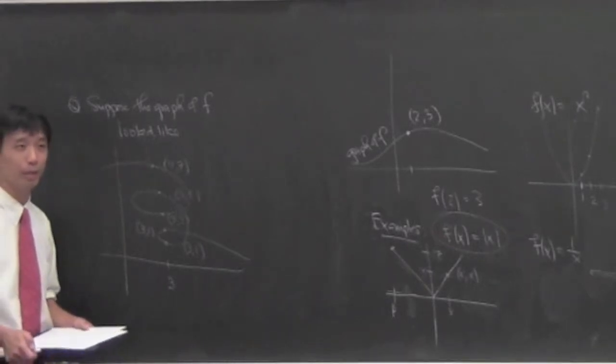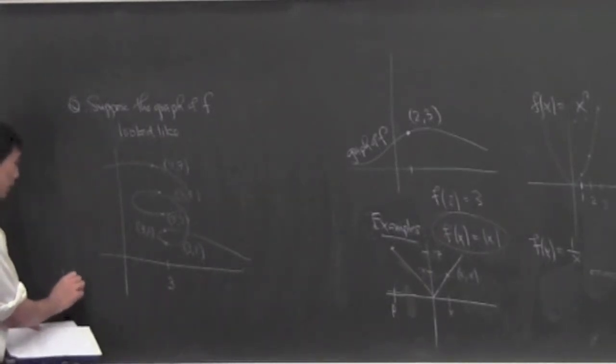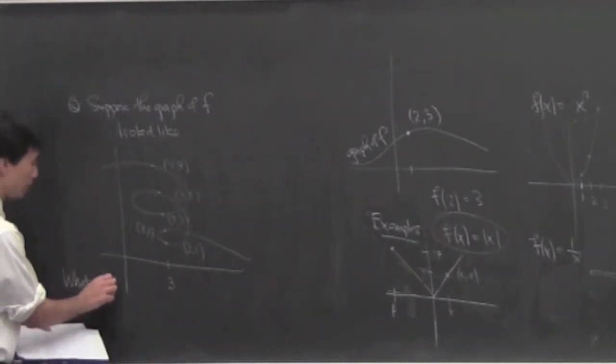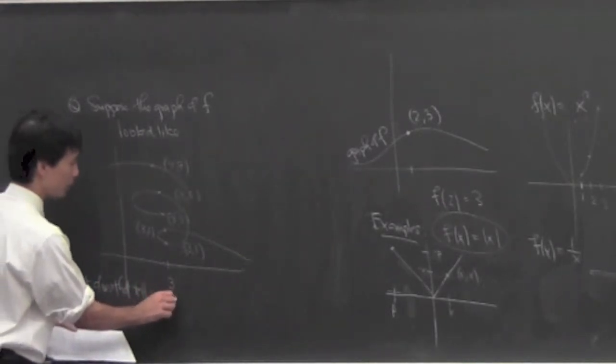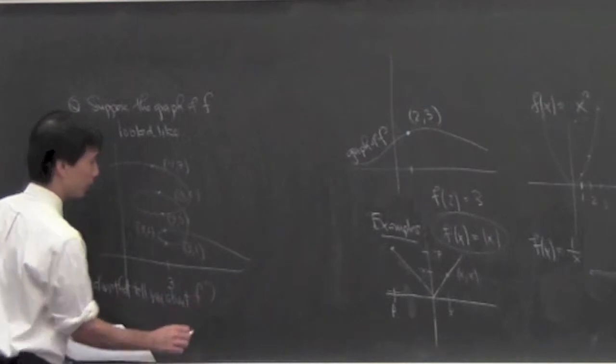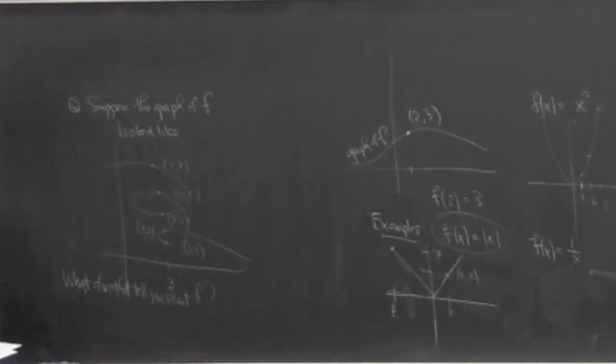What does that tell you? Becca? It's not a function. It's not a function? Why not? Because the definition of a function is that for every input, there's exactly one output, and for the input of 3, there are multiple. Right. So this is not a function.